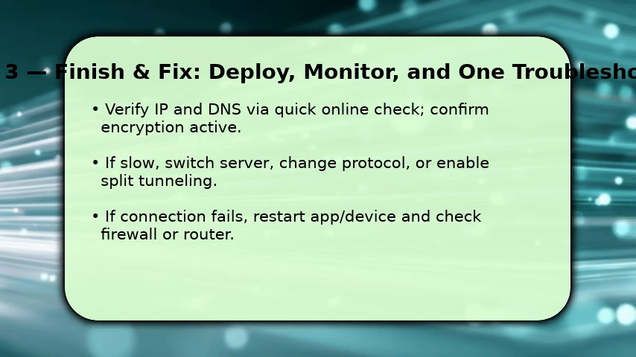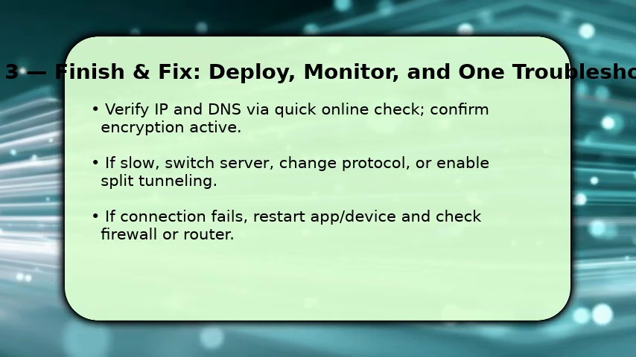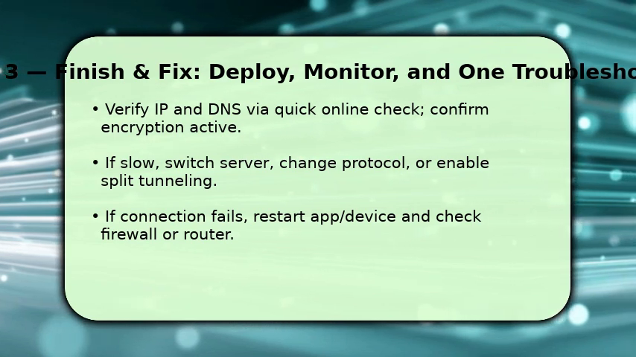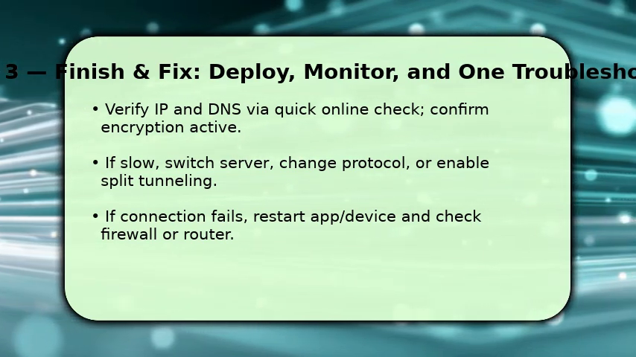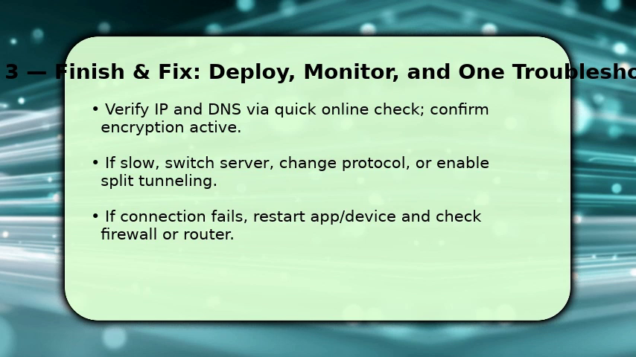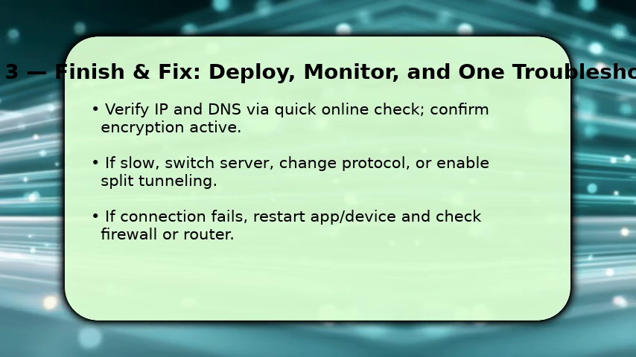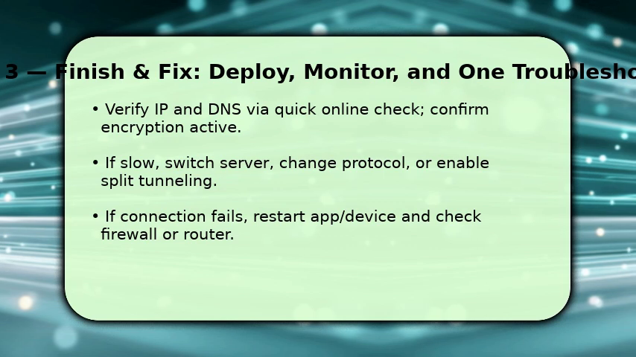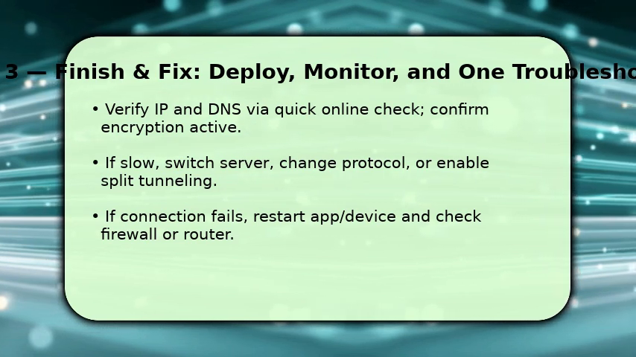When the connection fails, restart the VPN app and then your device. Make sure your firewall or router isn't blocking the VPN. If problems persist, reconnect using a different protocol. This final check keeps your connection reliable and private. One simple troubleshooting tip often fixes most issues.